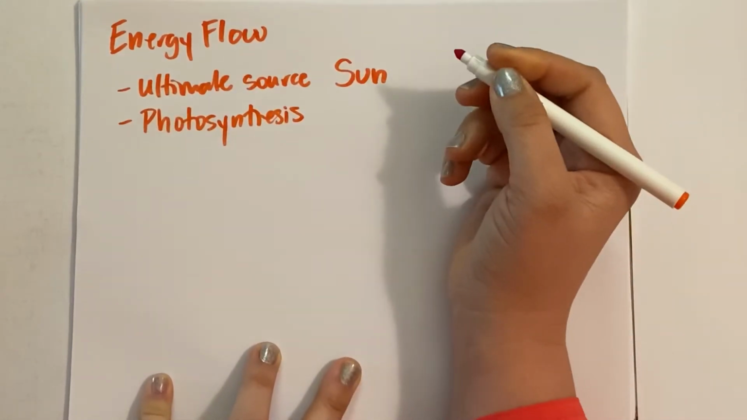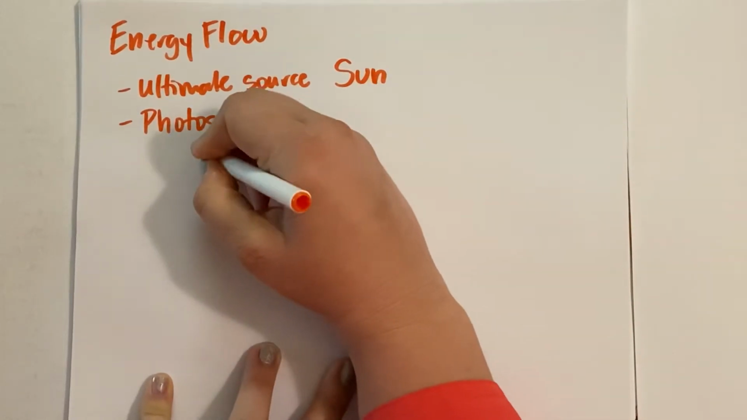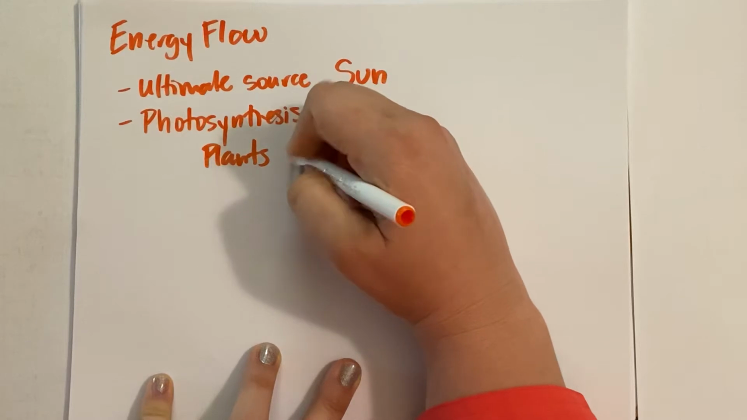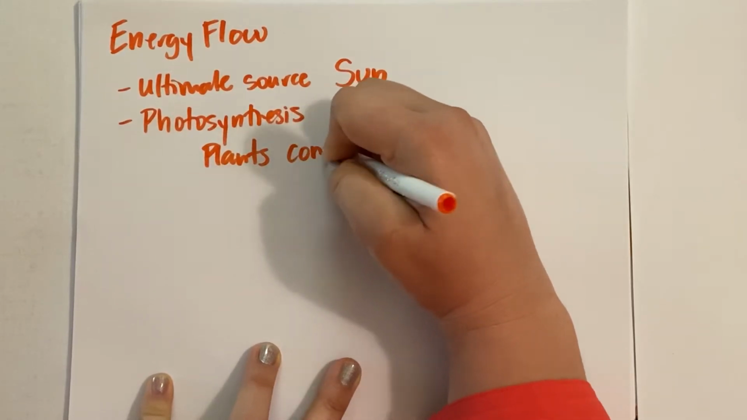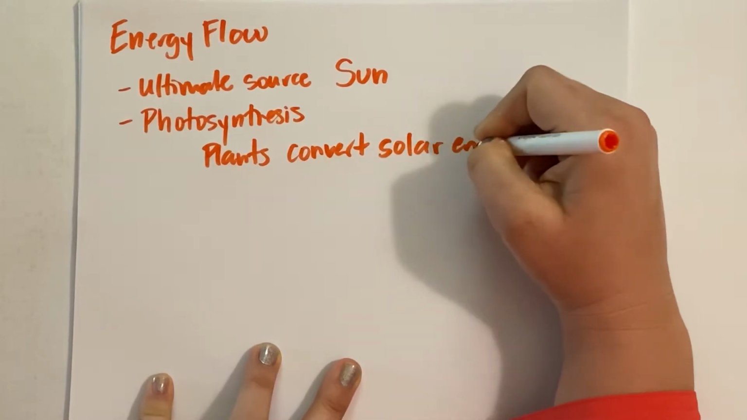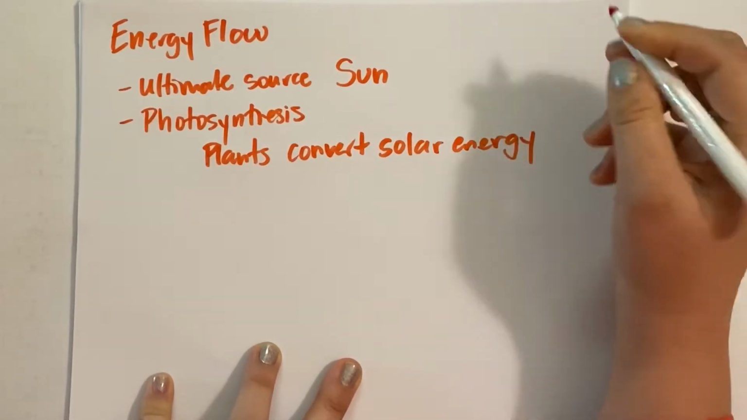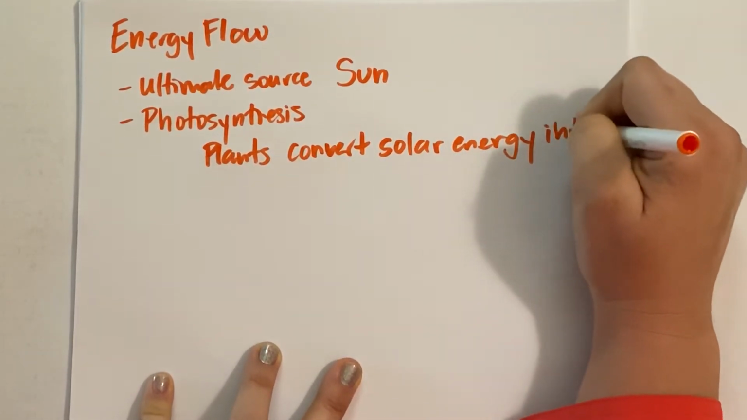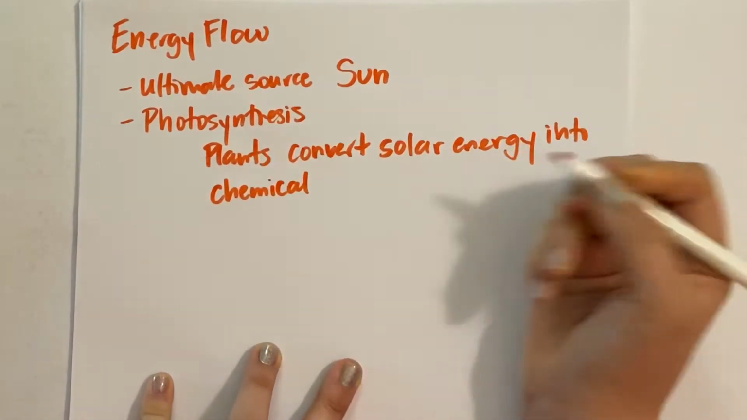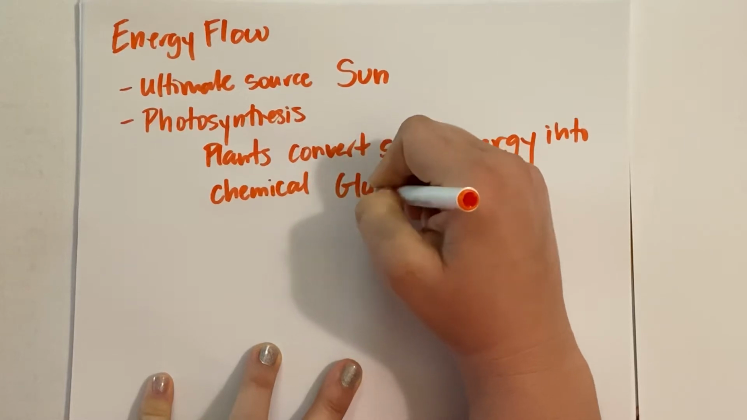During photosynthesis, plants are taking in solar energy. They're going to convert solar energy into chemical energy. And that chemical energy is going to be in the form of glucose.